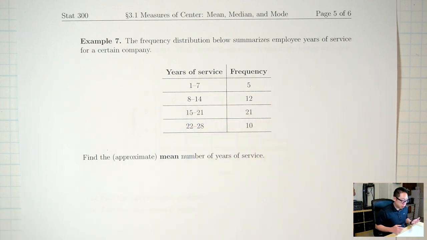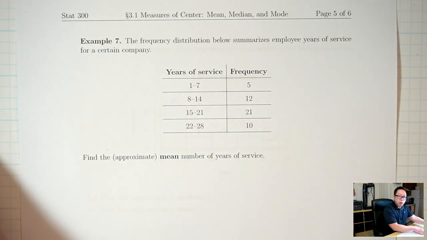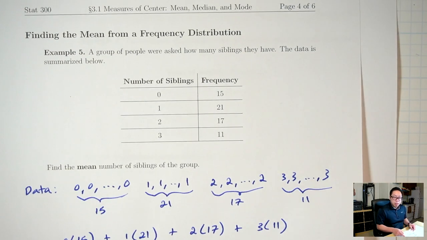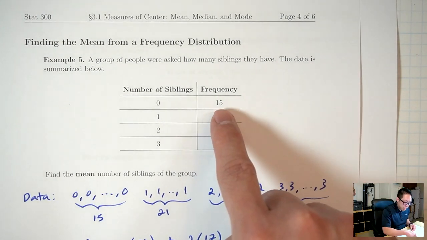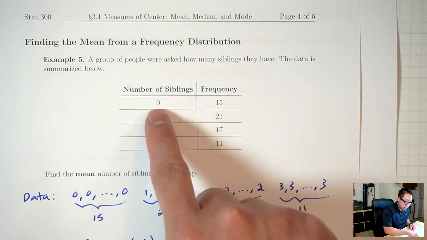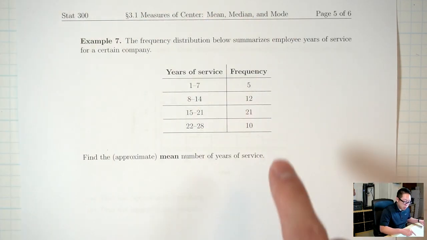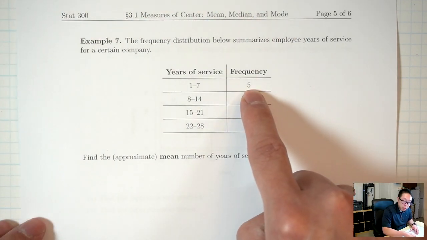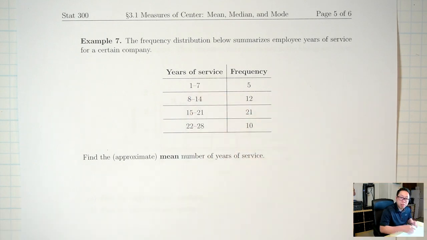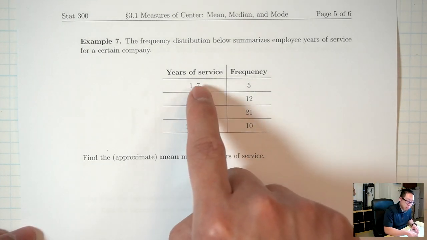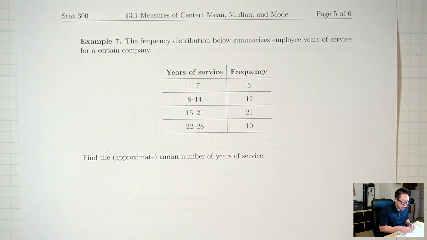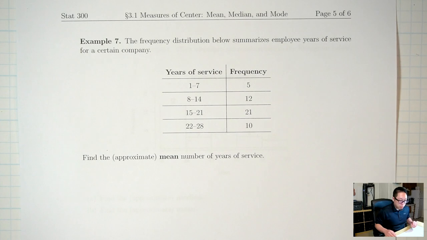So what's the difference between this example and example 5? In example 5, I know that there's 15 zeros. Here, I know there's 5 numbers between 1 and 7, so I don't actually know exactly what those numbers are. I just know that they're between 1 and 7. So that's why we have to approximate in this situation. So what I need to do first is find the midpoints.